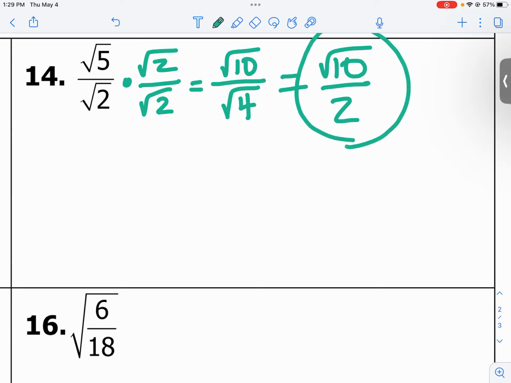Can I divide this 10 and 2 to be 5? No. Why? Because there's a radical with the 10, but there's not a radical with the 2.